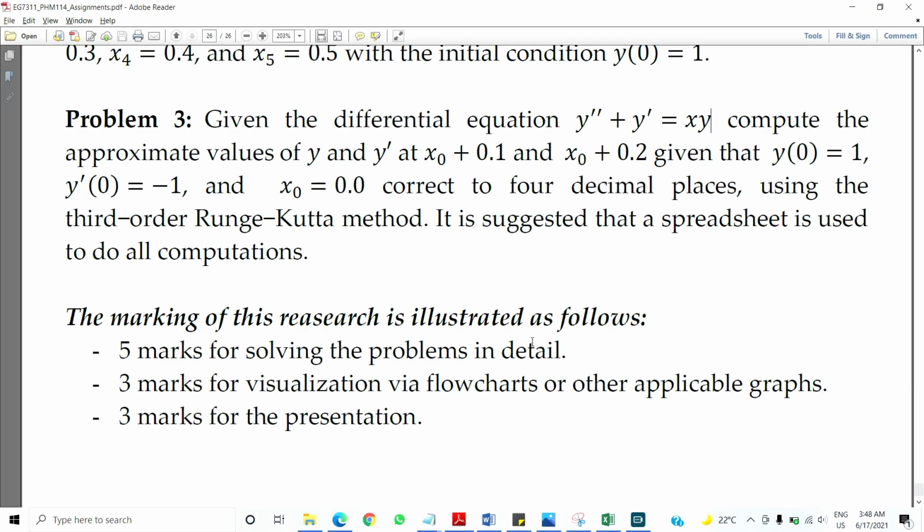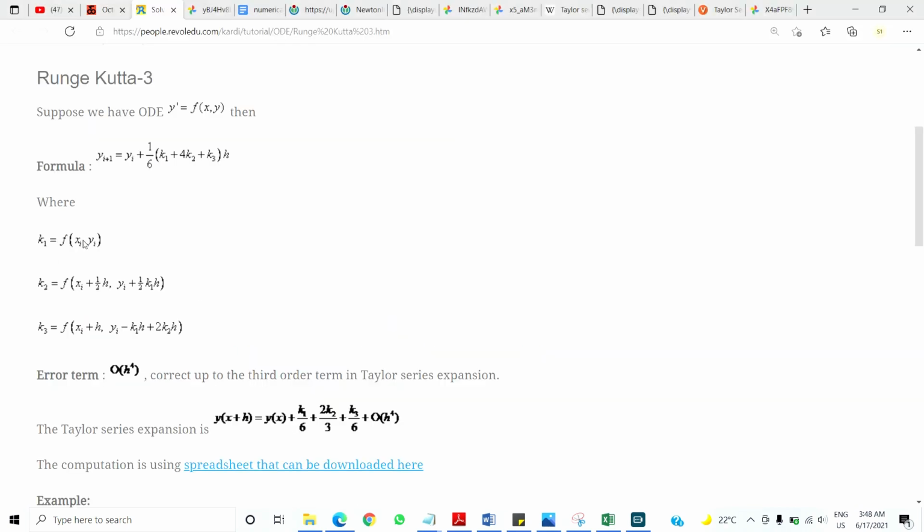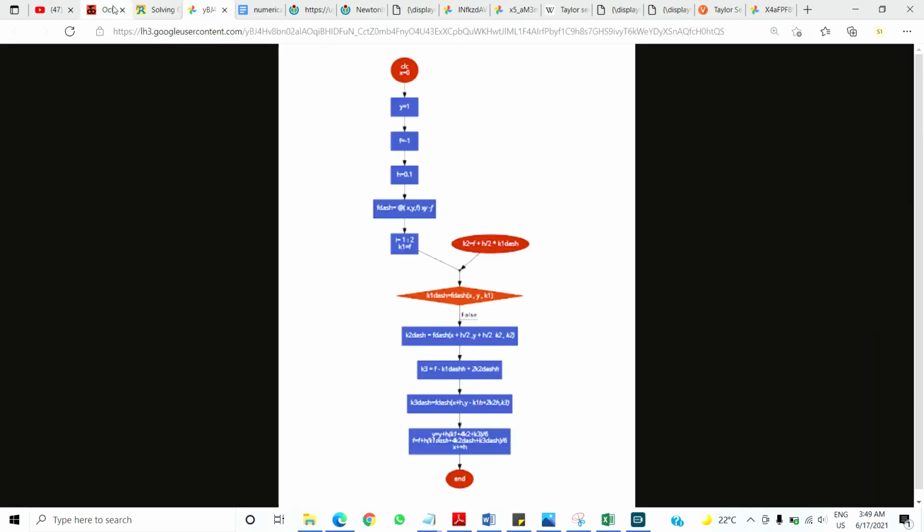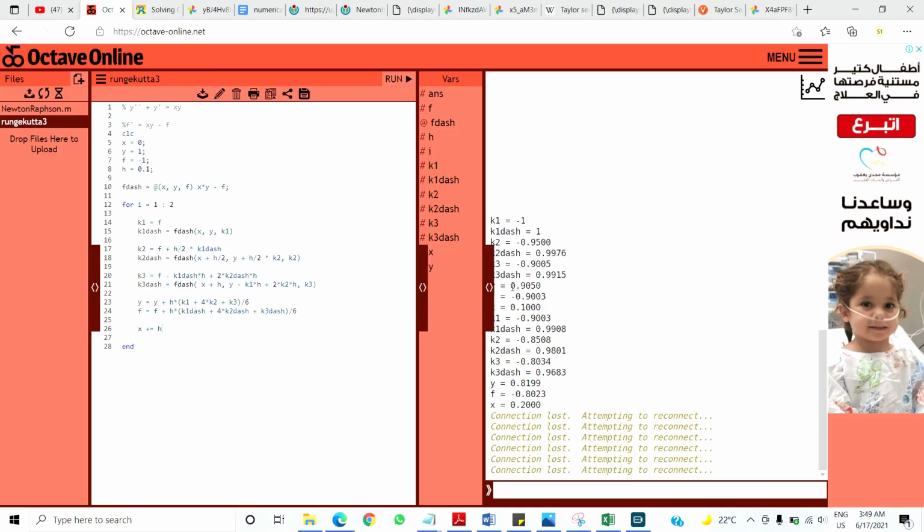However, if you look closely at the question given, we don't have the y function, so we must use the k1 derivative as the slope to find k2. And the k1 and k2 derivatives to find k3. So here is our code and our answer. It's just the y's and the f's.